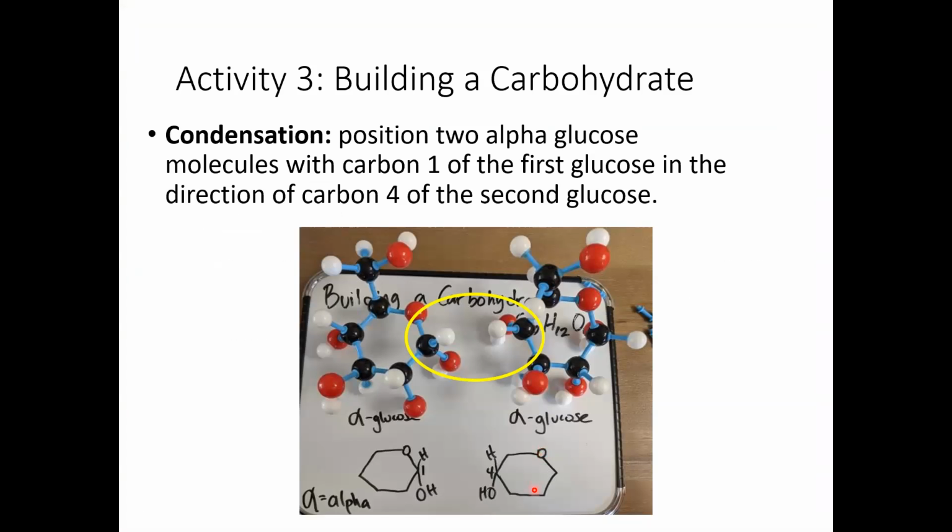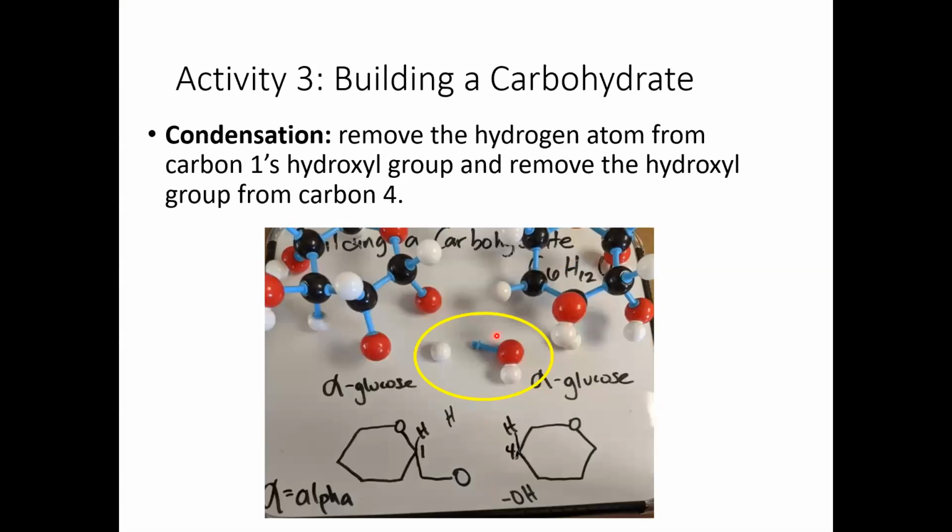So we're going to take our 2 alpha glucose molecules, and we're going to begin with our position 1 here, our carbon 1 and our carbon 4. So our carbon 1 is going to lose a hydrogen. So we're going to get rid of this hydrogen group here on our carbon 1. So this one's going to get lost. And then on our carbon 4, we're going to get rid of the hydroxyl group. So this is going to go away. So we'll go ahead and show that here.